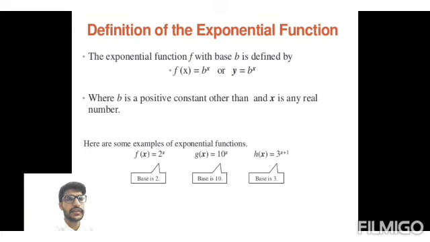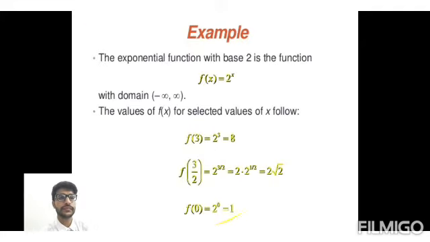Definition of exponential functions. The exponential function with base b is defined as f(x) = b^x, or y = b^x, where x is the exponent and b is a positive constant, and x is a real number. Example: for the exponential function with base 2, the domain is all real numbers, and we select values of x. f(3) = 2 cube, and f(3/2) = 2 to the power 3/2.